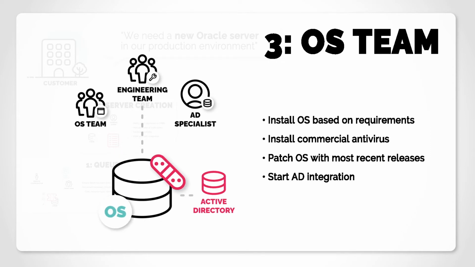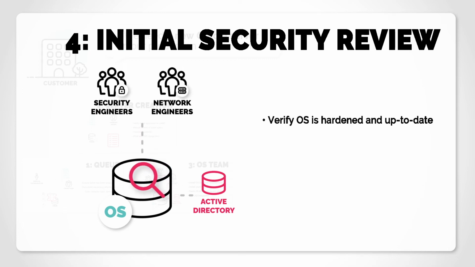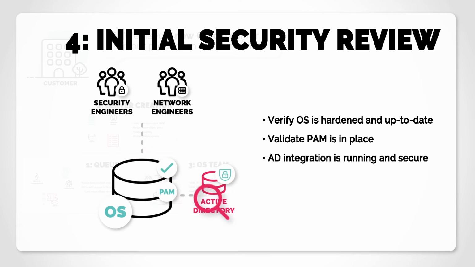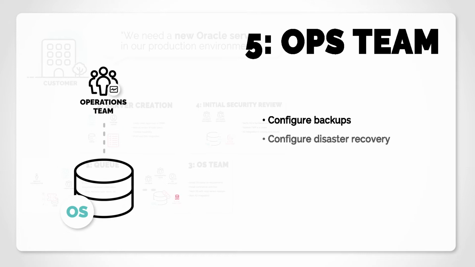Active Directory integration. After the OS is installed, security engineers and network engineers start the initial review process to verify that the OS image is hardened and up to date, PAM is in place, and that AD integration and initial network architecture is up and running and secure. Once everything is validated, the operations team has to set up for disaster recovery while making sure backups are in place in case of, well, a disaster.